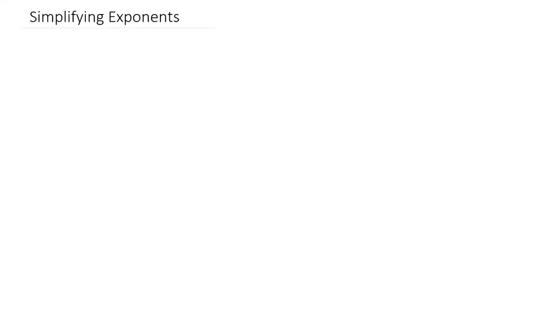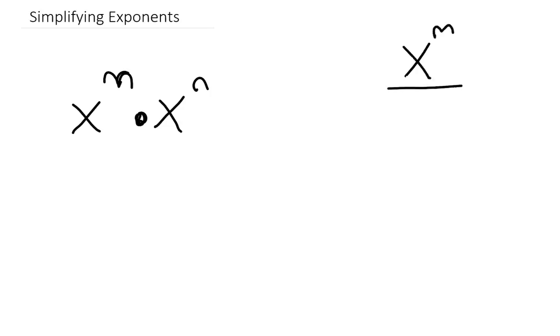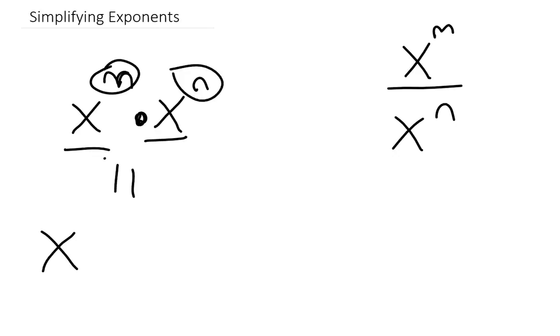When it comes to simplifying our exponents, we just have to remember our basic rules in terms of exponents. The major rule is that to simplify most exponents, we've got to use a common base. So if I have x to the m times x to the n, with the same base of x and I'm multiplying two things together, this is the same as x to the m plus n.